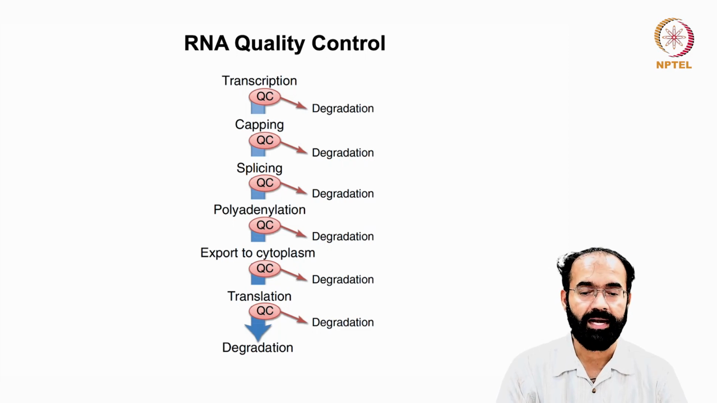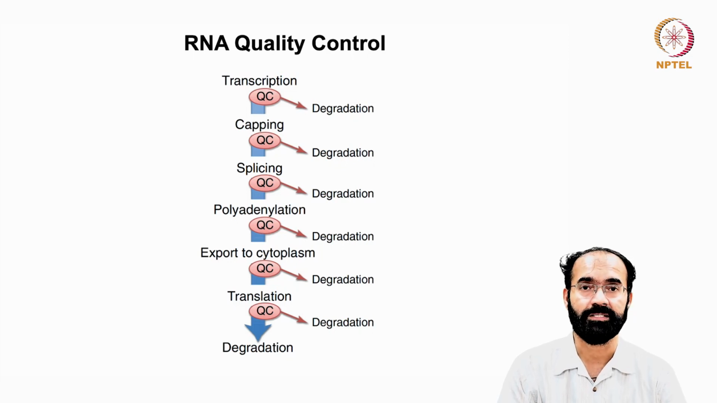Now let us see RNA quality control. What are the steps? What are the stages at which it happens? Transcription, QC stands for quality control, and it can be marked for degradation right from transcription. Capping, if capping has an issue, the 7-methyl guanosine cap, if there is any problem and the cap doesn't work effectively, it has to be marked for degradation. Splicing, if there is any defect, should be marked for degradation. Polyadenylation, if there is any problem with polyadenylation for whatsoever reason, it should be marked for degradation.